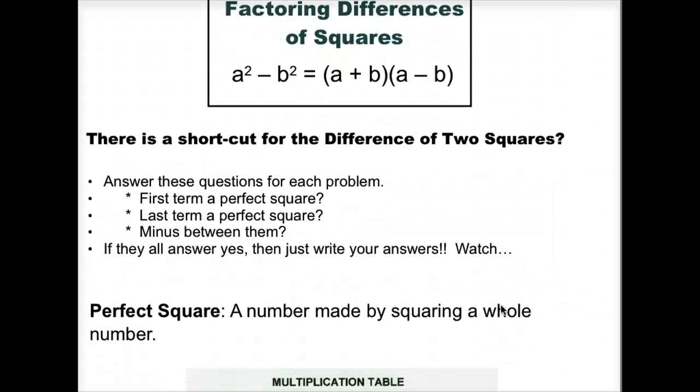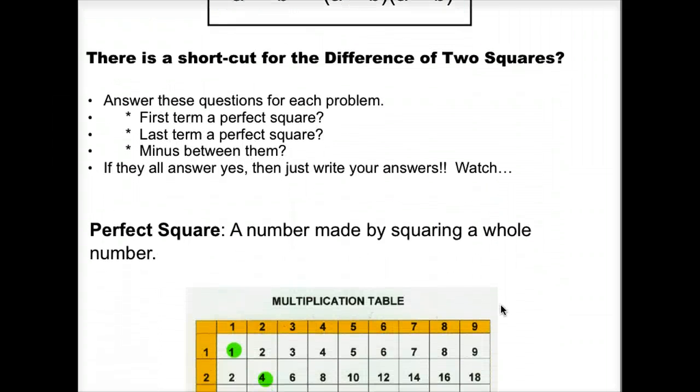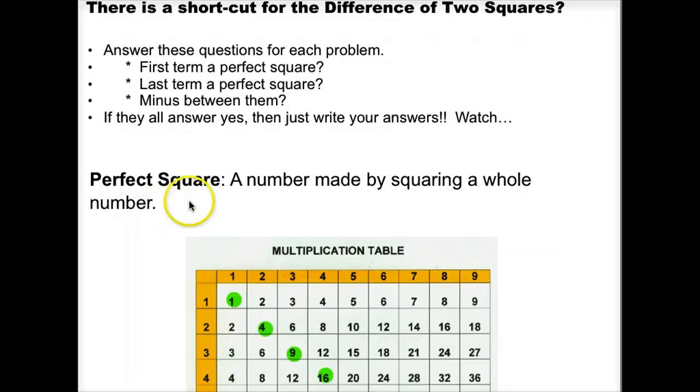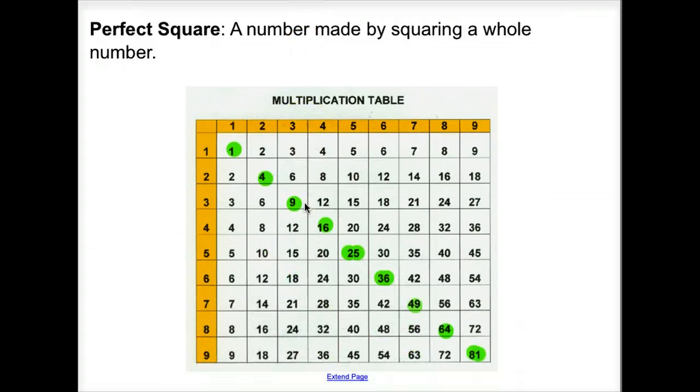Watch. So before we do an example, what I want to do is really quick. What is a perfect square? A perfect square is a number made by squaring a whole number. So this is our regular multiplication table. These that are in green, straight diagonally, those are perfect squares. So all that means is 2 times 2 is going to give me 4. If I take the square root of these numbers, I will get a whole number, okay?